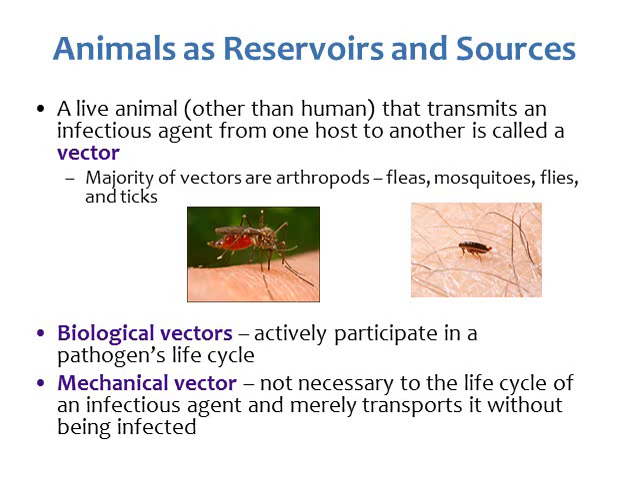Some of these vectors are called biological vectors. These biological vectors participate in the pathogen's life cycle. They're essential for that pathogen to be living. Whereas other types of vectors are just mechanical vectors, where they're not necessarily essential to the life cycle of the pathogen. The mechanical vector merely transports it from one host to another, and that vector is not infected with the pathogen that it's transporting.